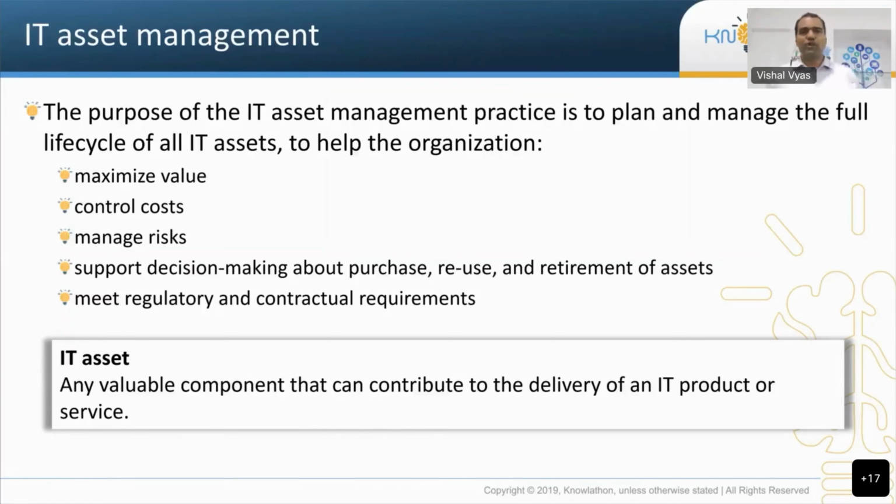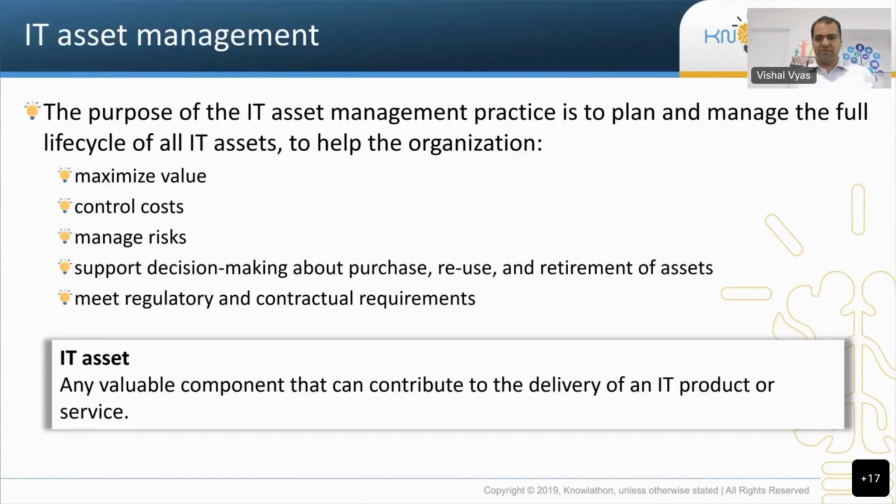How can you maximize value? You can say next year we will not purchase 1,000 licenses because this year 300 licenses out of the 1,000 we purchased are lying idle. No one is using them. So next year let's purchase only 700. You will come to know about it only when you have a proper asset register: which are being used, which are not being used, which are under maintenance, which are assigned, which are not assigned, and so on. So maximize value. Control costs.